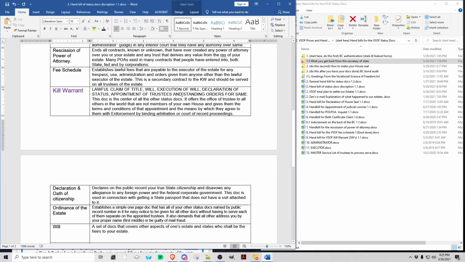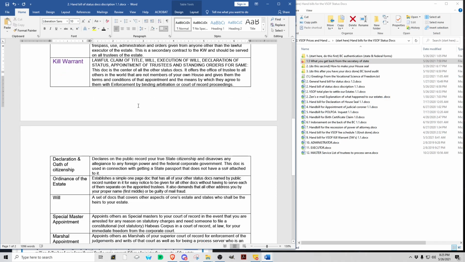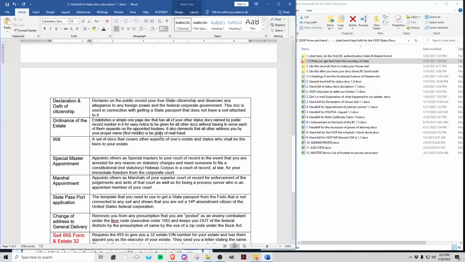And it's an appointment of trustees, like I said, everybody who's not a member of your own house, and standing orders for them. This doc is the center of all the other status docs. It offers the office of trustee to all others in the world that are not members of your own house and gives them the terms and conditions of that appointment and the means by which they agree to them, with enforcement by binding arbitration or court of record proceedings. And as I said, this is something that Drew did, and he's got a lien on a judge's house in Colorado right now, which is recorded with the Secretary of State and is completely legitimate.